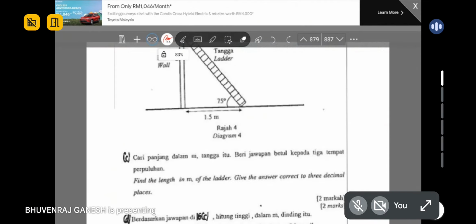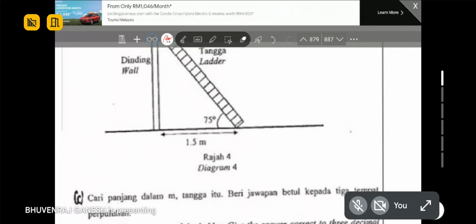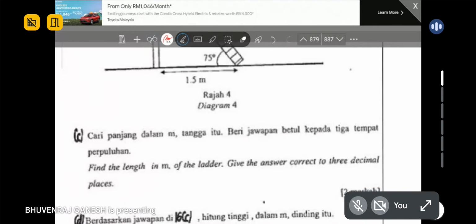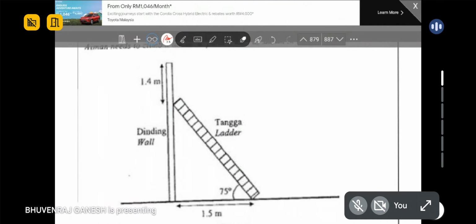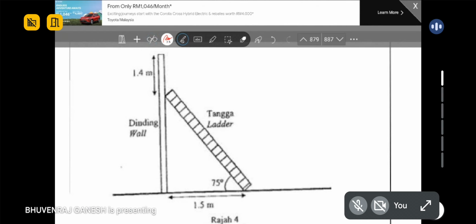We come to trigo guys. So for this question, this one is your lower form trigo. Okay, so they ask you to find the length of the ladder. Cari panjang tangga. So how to find guys? Macam mana cari panjang yang ni? Anyone? Very simple. Senang saja.